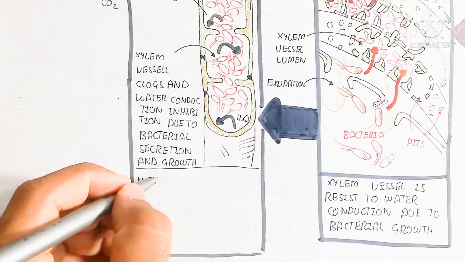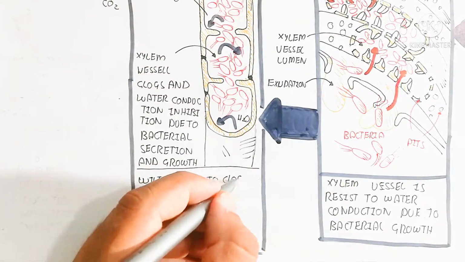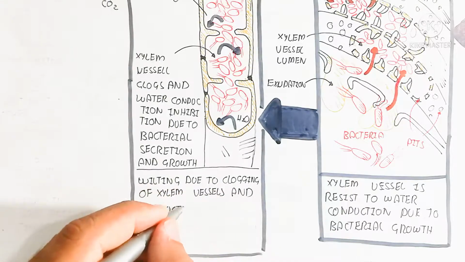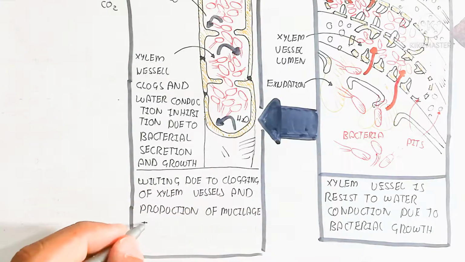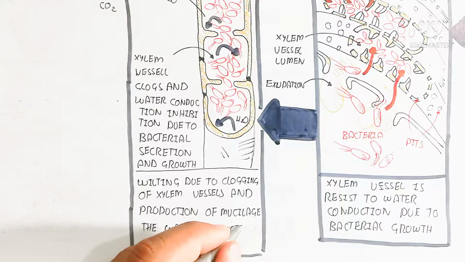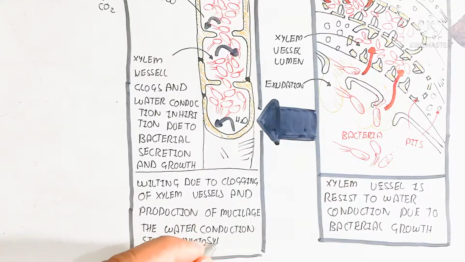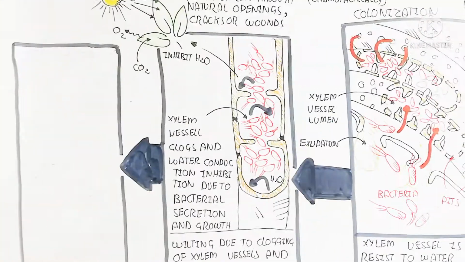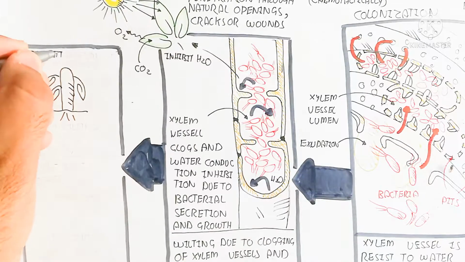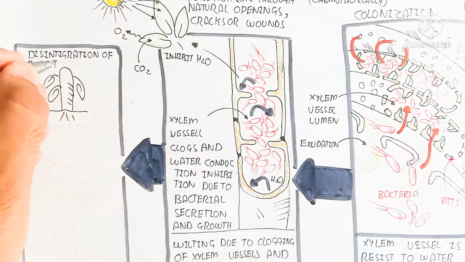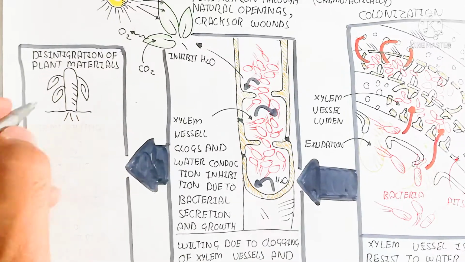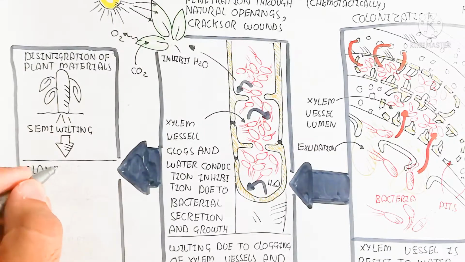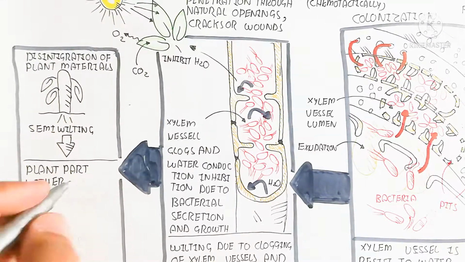So the wilting is due to clogging of xylem vessels and production of mucilage; the water conduction stops, so photosynthesis stops. Water is directly proportional to photosynthesis, so when water is stopped, the production of sugar and photosynthesis will be stopped. In this way, the autotrophic life will be damaged, and the disintegration of plant materials and the semi-wilting will occur.